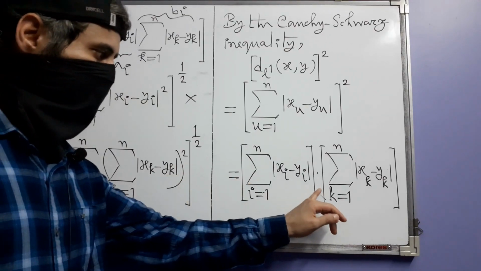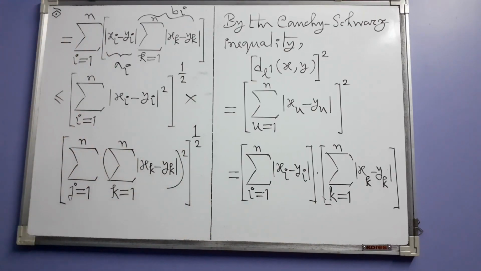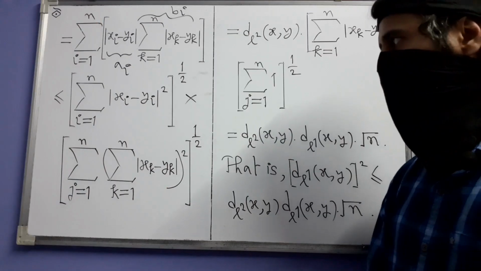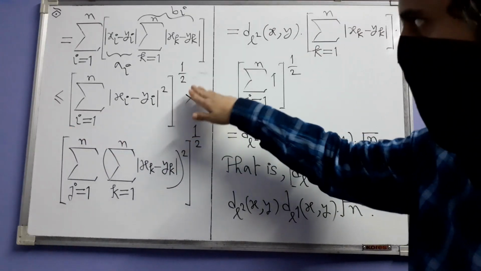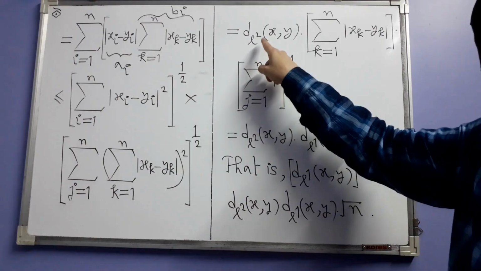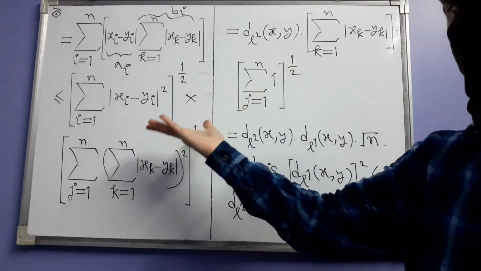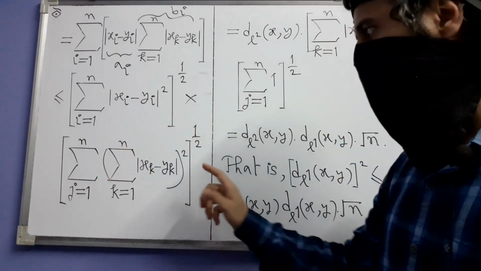Now the application of the Cauchy-Schwarz inequality is clear. Now what are we going to get from this? That's what now matters. Let's see. Next, note carefully that this entire square root is nothing but the dl2 distance between x and y by definition. But what is happening to this part?